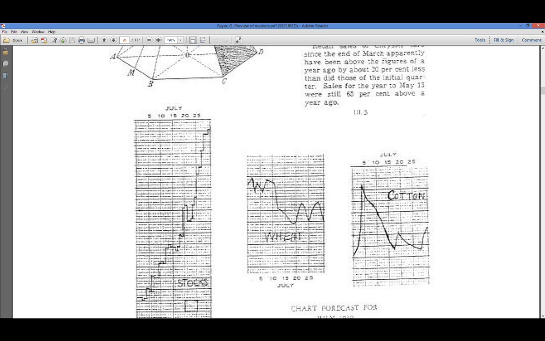Okay, here we have July of 1939, and I hope this comes through okay on your screen, but you can see it is pretty much vertical up until about the end of the month, and then it goes sideways for the last few days. Let's take a look at that and see how that worked on the market.